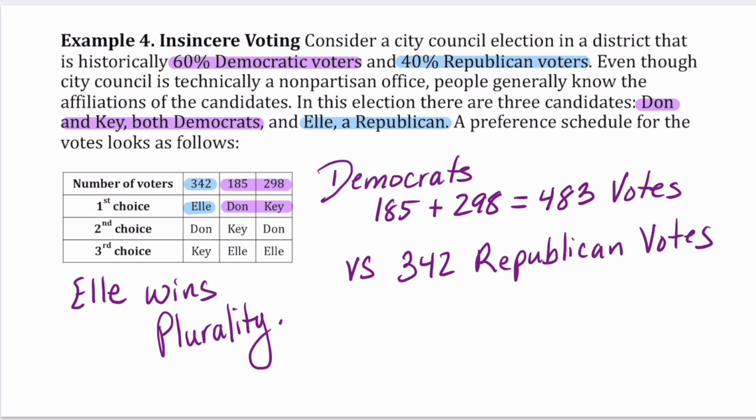So someone might choose, instead of voting their true preference of Don, they might choose to vote for Key to guarantee that even if their person, Don, doesn't win, at least another Democratic candidate would win. And that would be considered insecure voting, if someone votes different from their actual preferred choice.